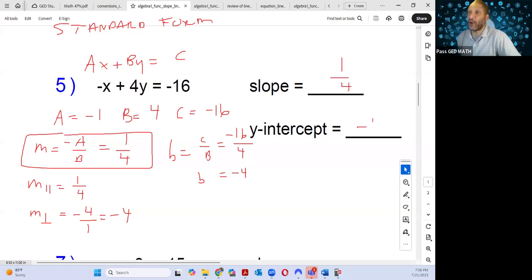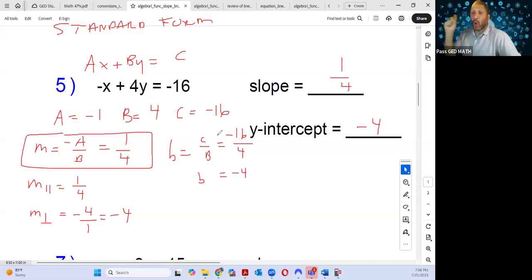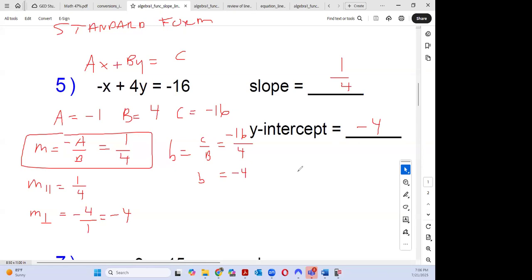So I'm going to go one step further. If I know my slope is 1/4, I know my y-intercept is negative 4. What will my equation of the line be in slope-intercept form? Y equals 1/4 x minus 4. Great job.